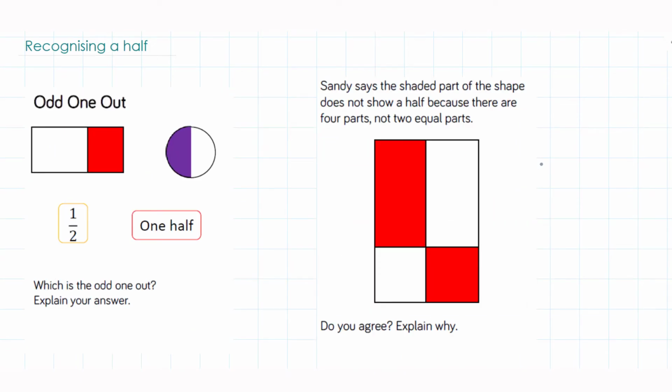And 2 more problems here to get you thinking a little bit more deeply. First, an odd one out question. Which of those is the odd one out? Explain your answer. Full, clear sentence, please. And on the right, do you agree with Sandy? And you must explain why. Another explanation. I'm going to go through the answers in a moment, so pause here if you still need to go through them yourself.